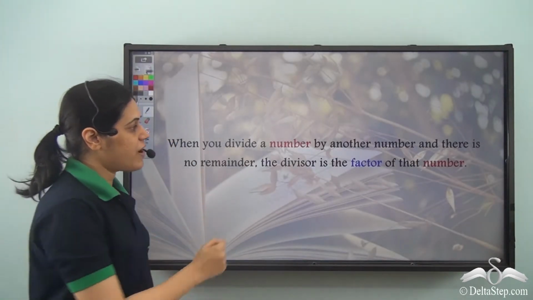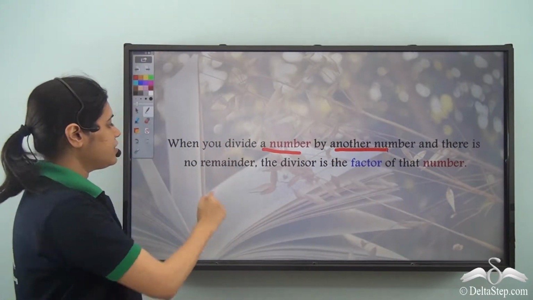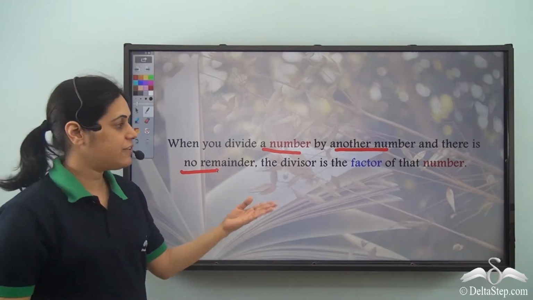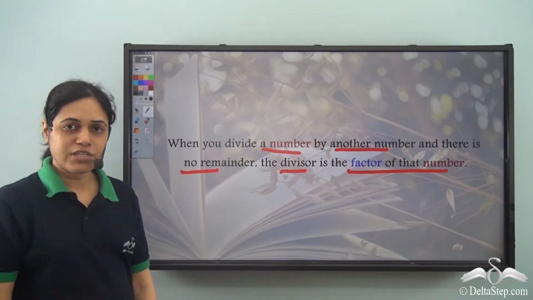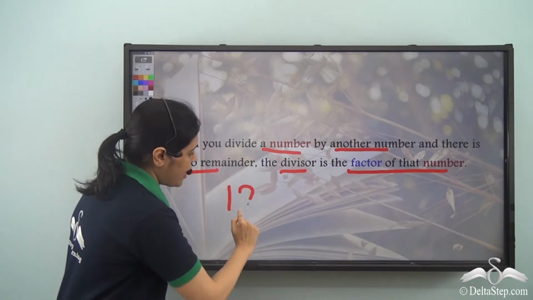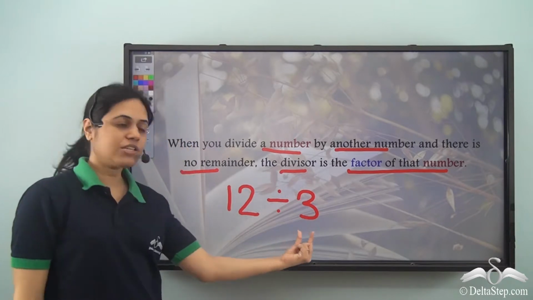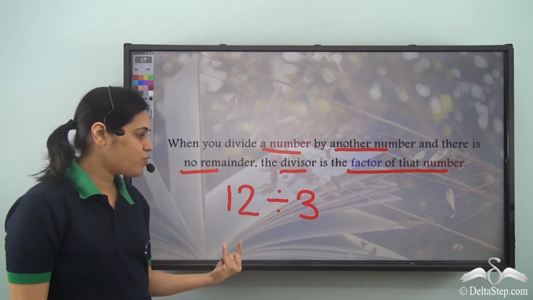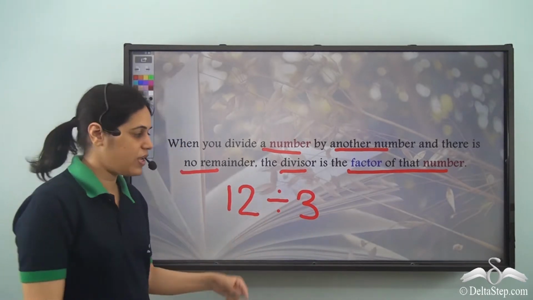So when you divide a number by another number and there is no remainder, the divisor is the factor of that number. What is a divisor? If I have 12 divided by 3, then 3 is the divisor and 12 is the dividend.